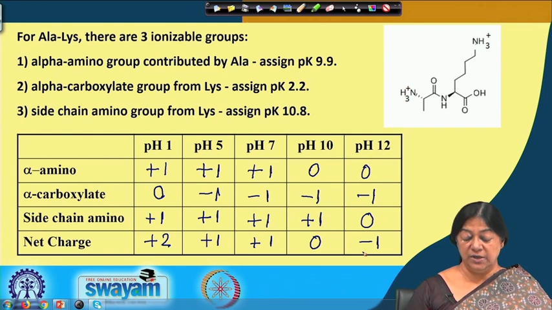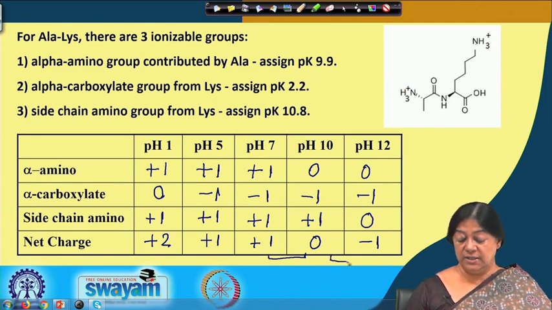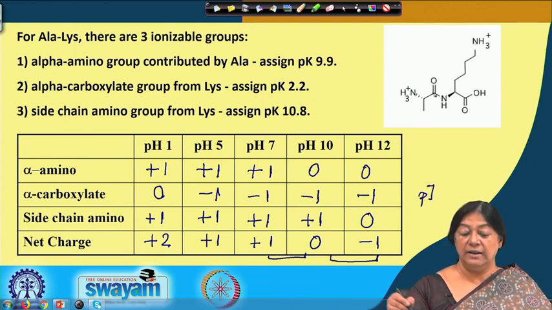So, what are we interested in? We are interested in the pKa value that goes from +1 to 0. We are interested in the pKa value that takes from 0 to -1, and the average of those two is going to give us the pI of the peptide Ala-Lys.